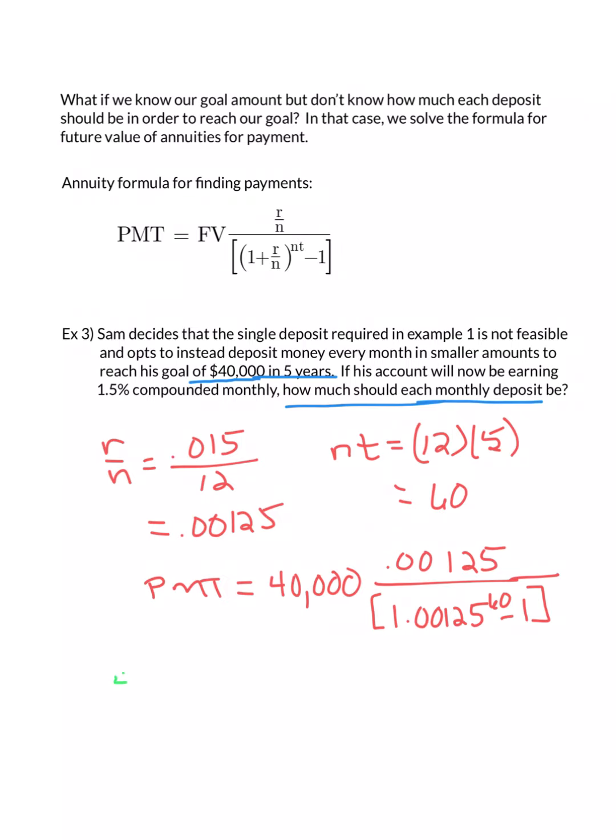This, again, makes your calculator work so much easier by having done it in your formula this way. Calculator work, we're going to do 40,000 times 0.00125 divided by, where you have the brackets, do a parentheses, 1.00125 to the 60th minus 1, close your parentheses. In doing that on your calculator, you should be getting $642.40.